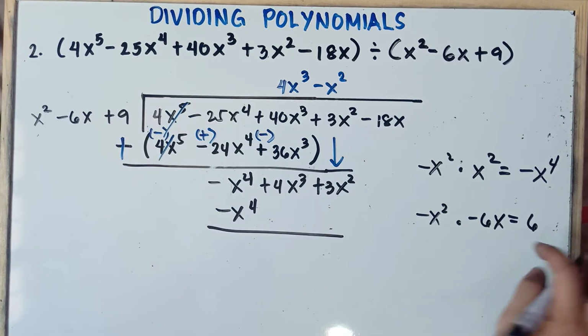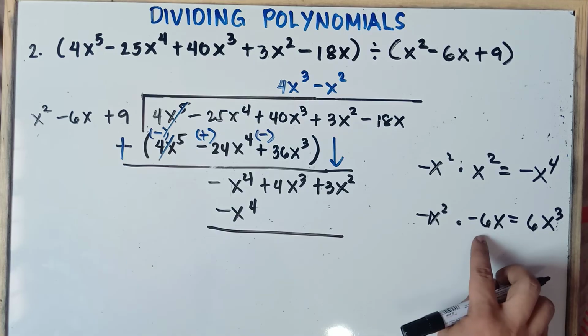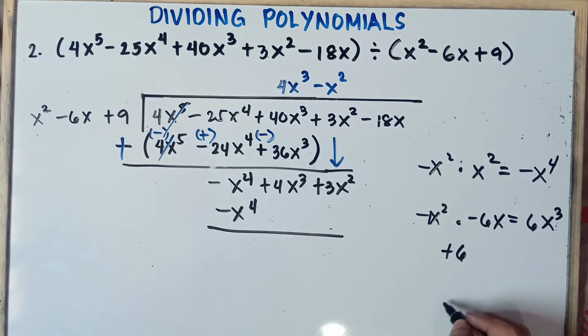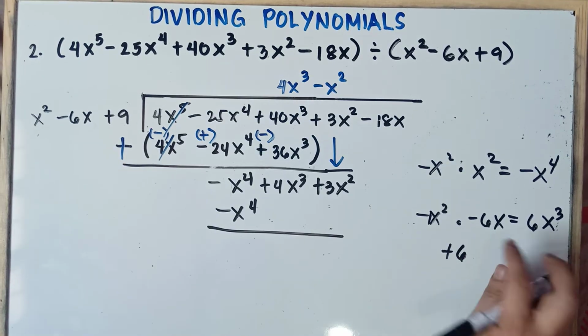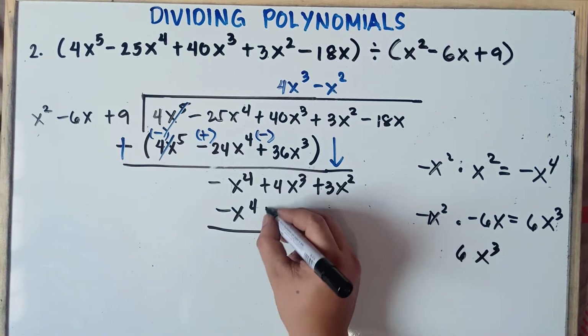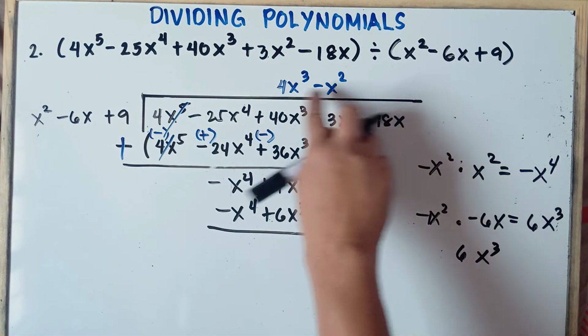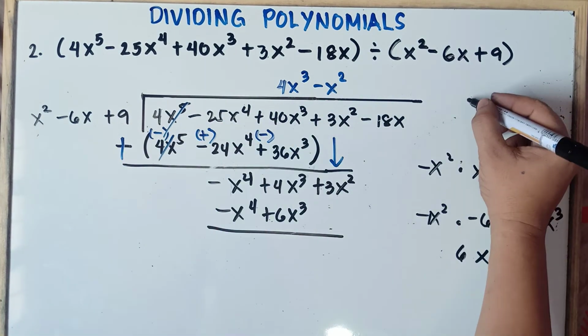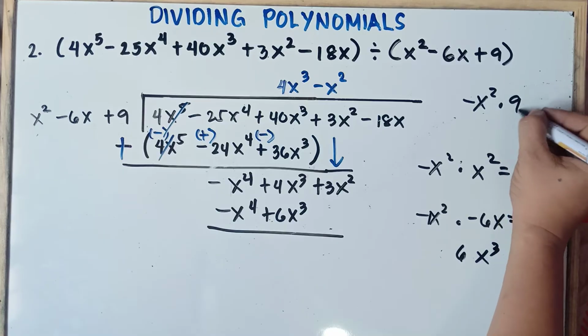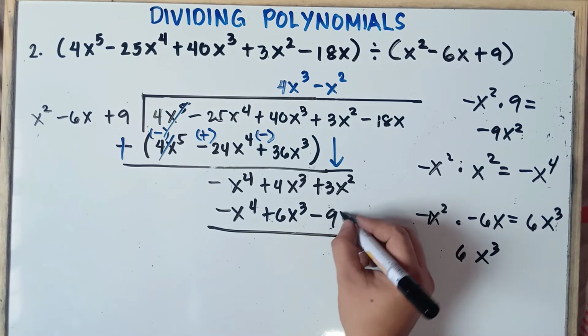X squared times x, that is x cubed. Once again, class, understood that there's 1 here. Negative 1 times negative 6, that's positive 6. X squared times x, that would be x cubed. So that would be plus 6x cubed. And then negative x squared times positive 9. Negative x squared times positive 9, that would be negative 9x squared.